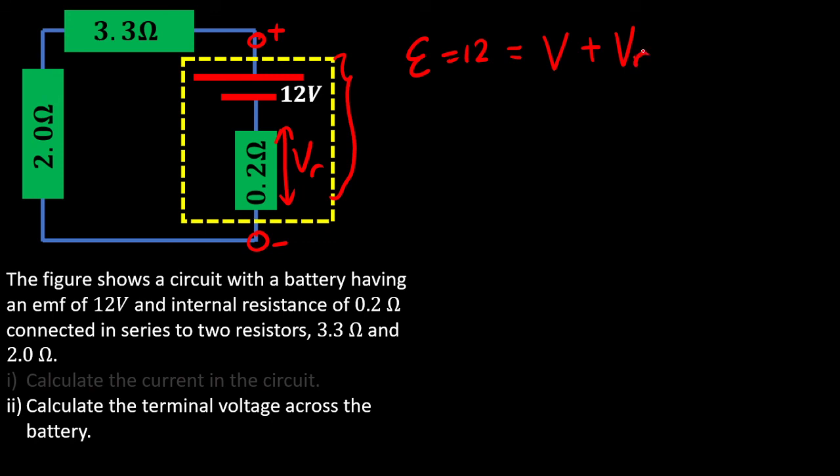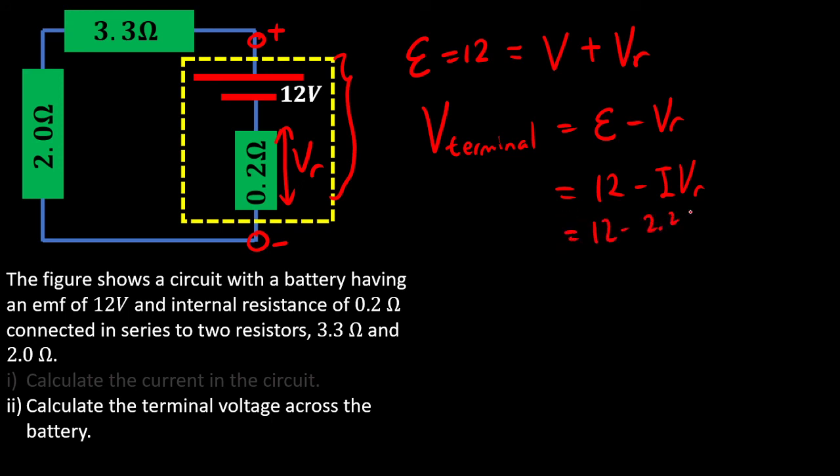So we want to find the terminal voltage, or the output voltage. That means the terminal voltage is equal to epsilon minus VR. Again, reminding yourself of Ohm's law, I have 12 minus IR. That I from the previous question is 2.2. So I have 12 minus 2.2 times 0.2. And this gives us a terminal voltage of 11.6 volts.